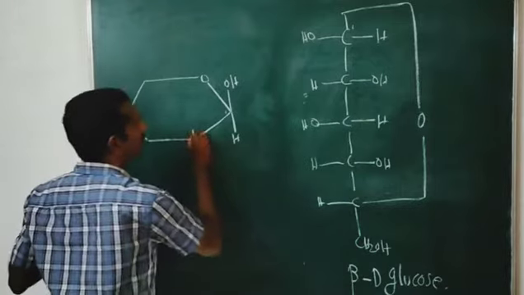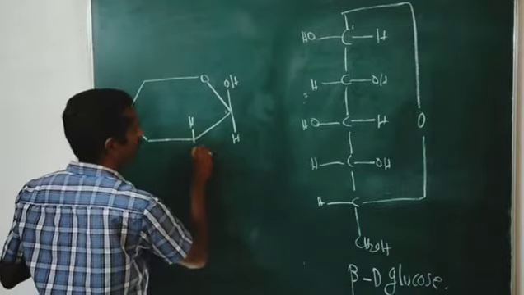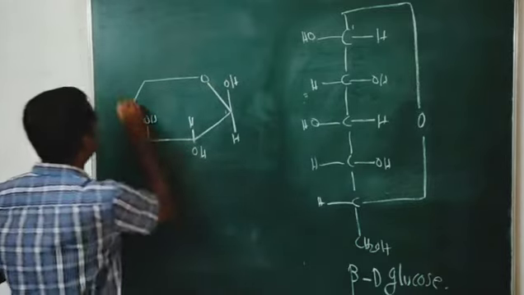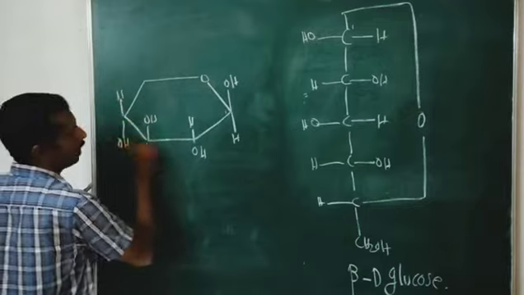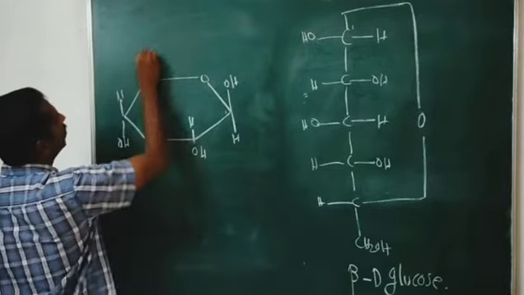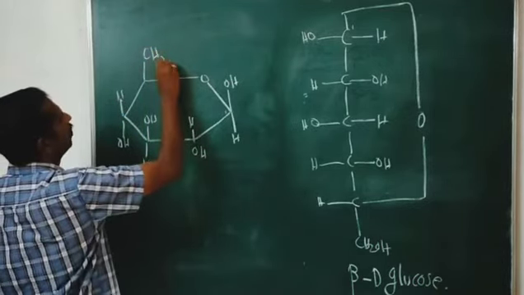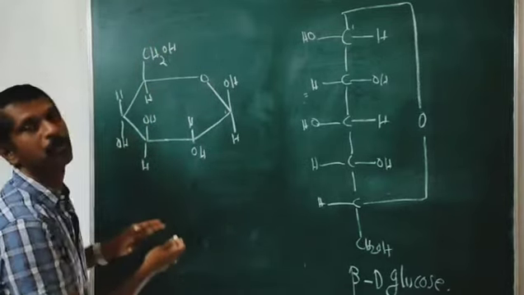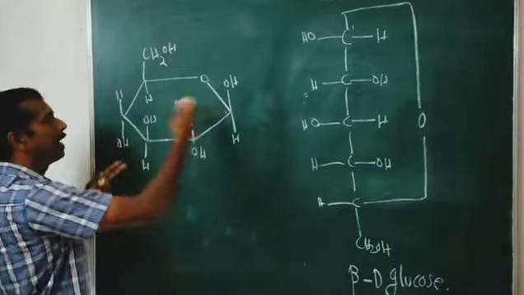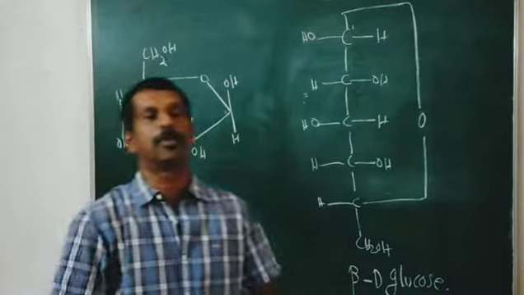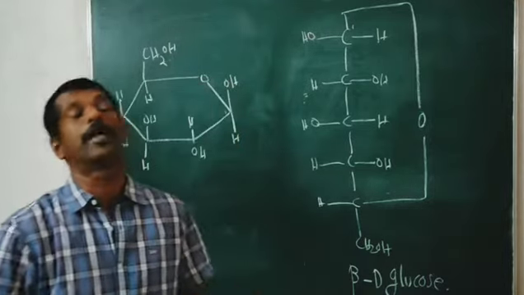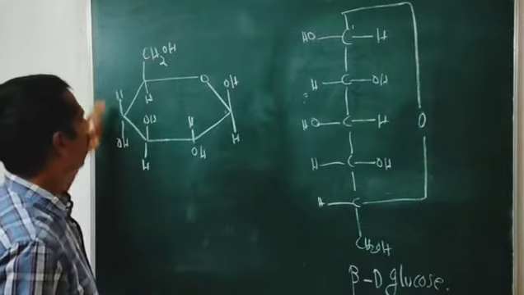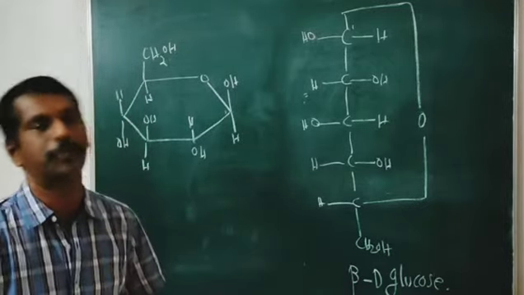Second carbon, H and OH. Third carbon, OH up, H down. Fourth carbon, H up, OH down. And the fifth carbon, CH2OH is at the end, CH2OH up and H down. This is also beta D glucose, but when you show it like this, it is known as beta D glucopyranose. When you show the structure like this, it is known as a pyranose structure.